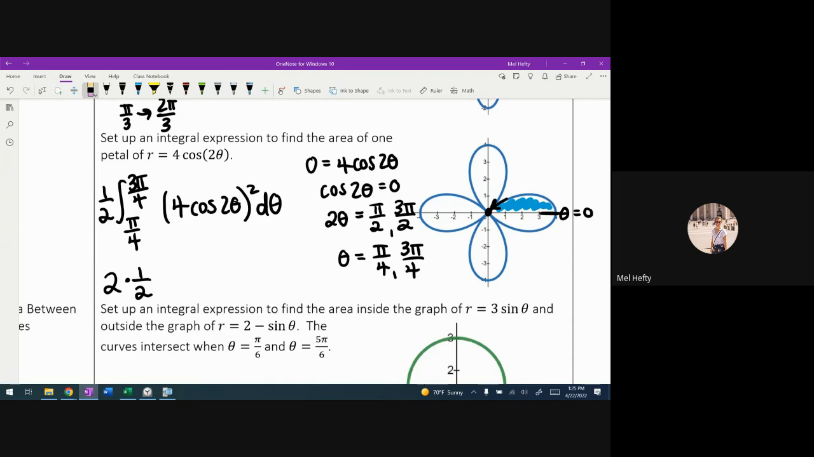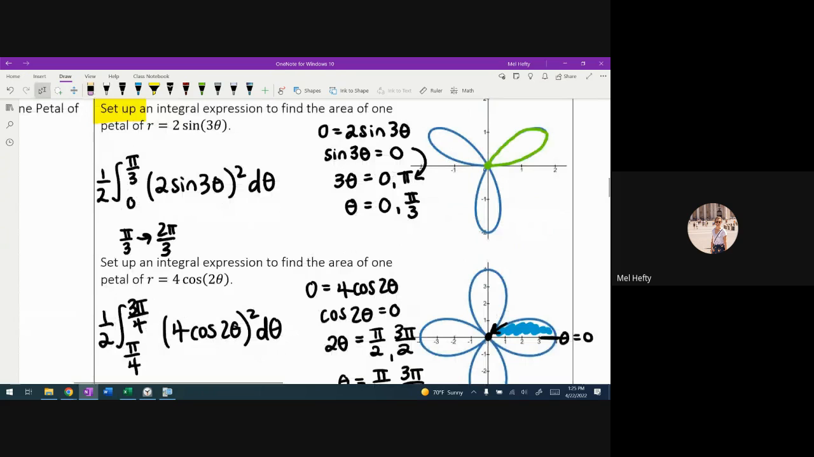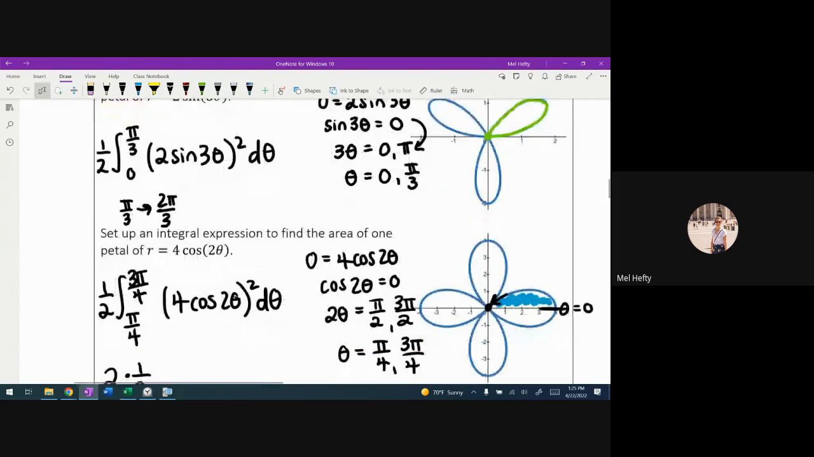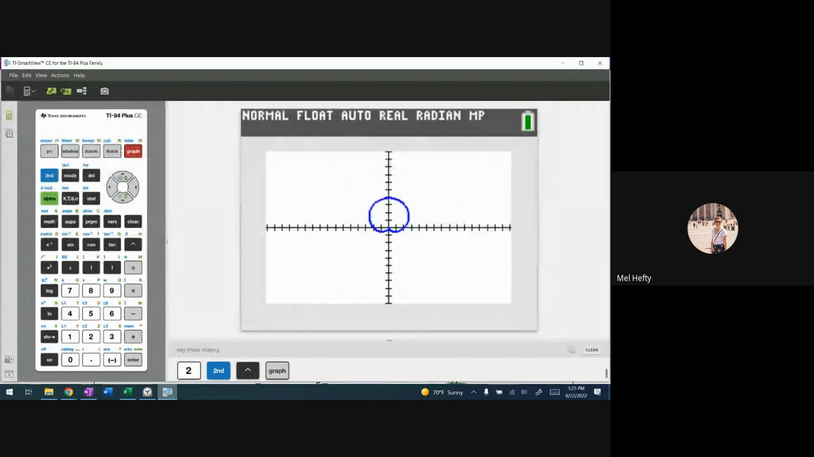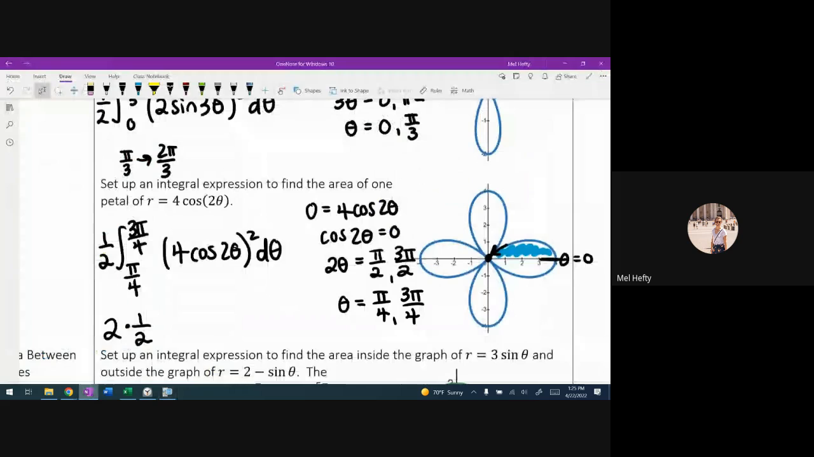Are we allowed to just guess? What do you mean? Oh, like if you have a calculator? Yeah, if you can see it. I think these ones are a little bit harder because it only takes pi to get around. But if you think you're right, what you can do on the calculator is do trace and plug in some angles to check. That would be the way I would do it. There's 4 petals, so it's just 1/4 of the way around. Yeah, that makes sense to me.